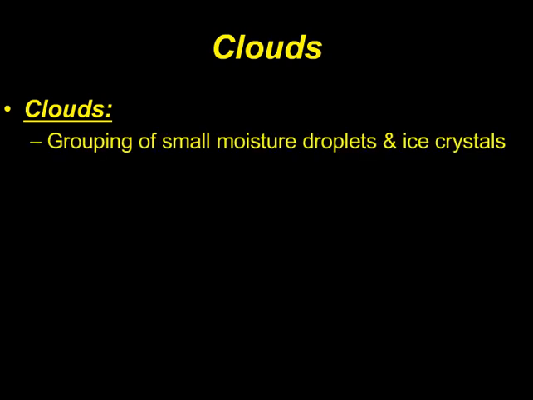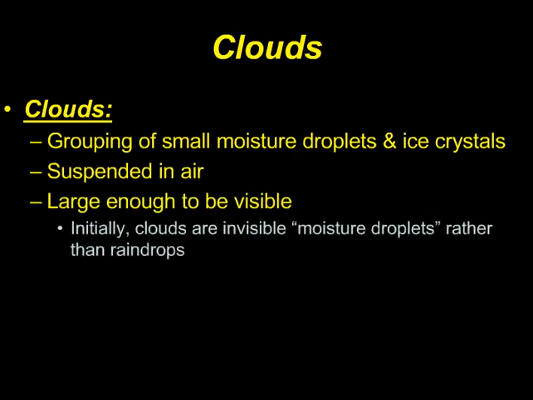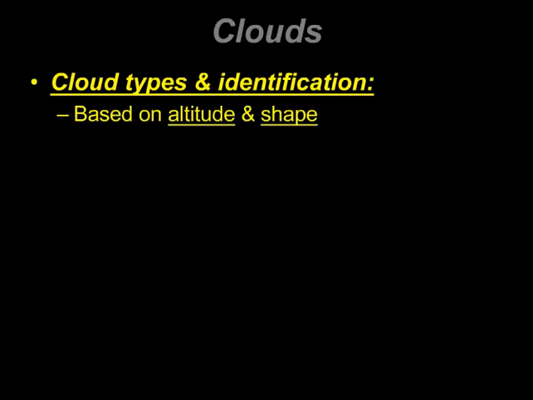We'll start off with our basic statement regarding clouds. It's essentially a grouping of small moisture droplets and ice crystals that are suspended in air, held aloft, to the point where they're visible to the human eye. Like I've said before, in this course we describe various physical phenomena based on different criteria, different characteristics. For instance, wind: speed and direction. For clouds, we're going to describe them based on their altitude and shape.